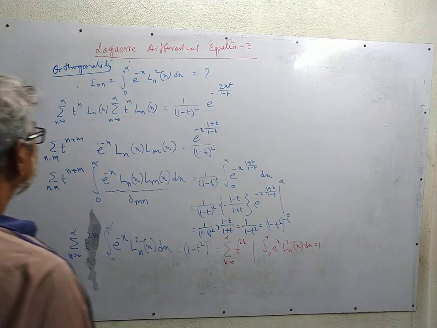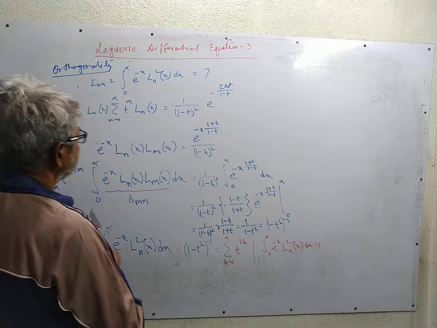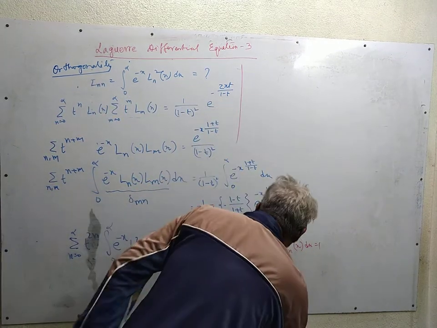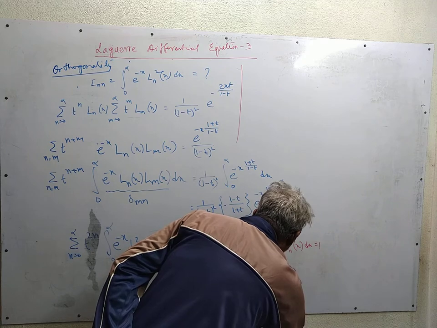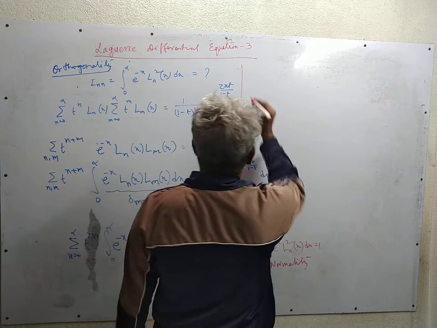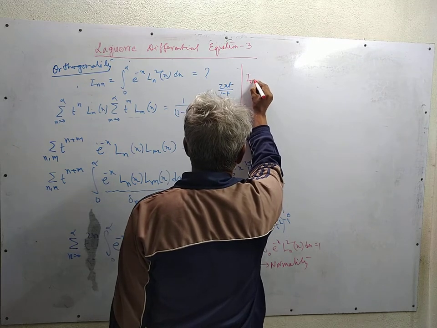So we write the orthogonality condition of the Laguerre polynomials as orthonormal. This is the normality condition. So we arrive at the orthonormality condition.